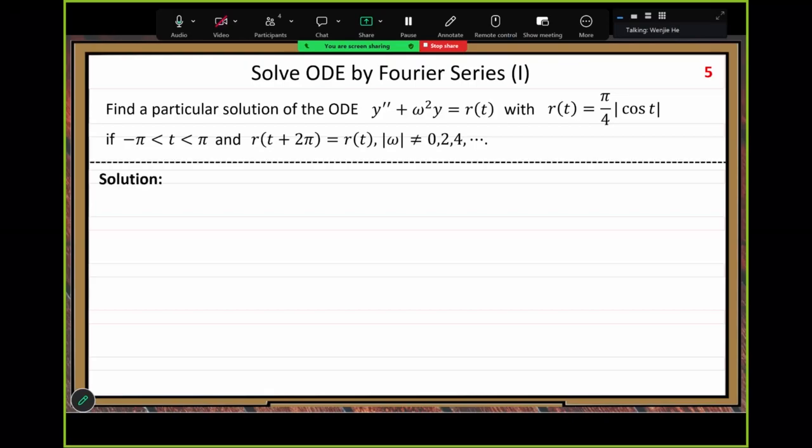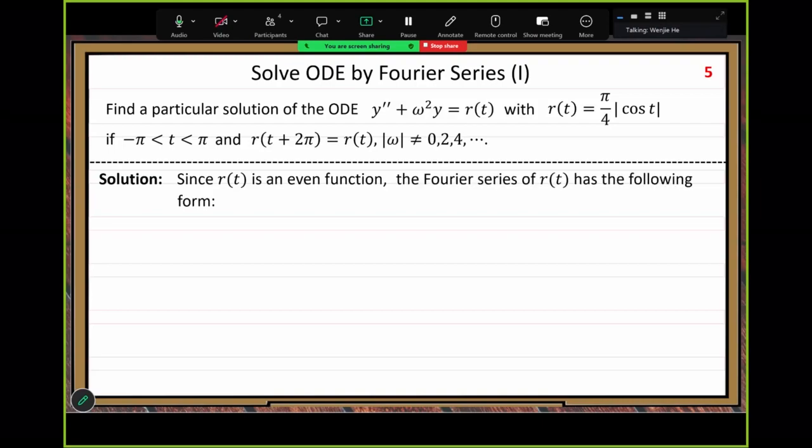For the solution, we need to take advantage of a basic property. So what is that property? First, we calculate the Fourier series of this little r function. That is very easy. We just apply the formula. It's an even function, so we apply the even function formula.